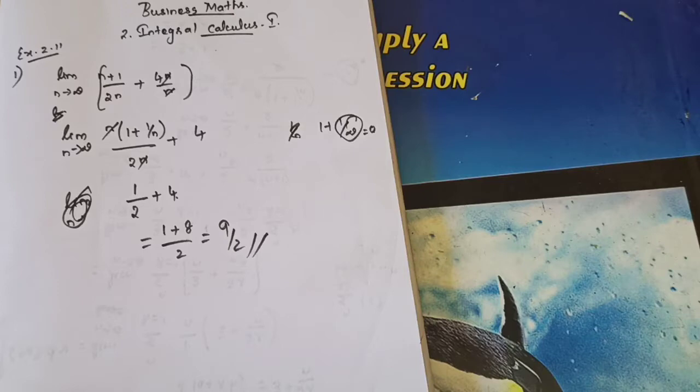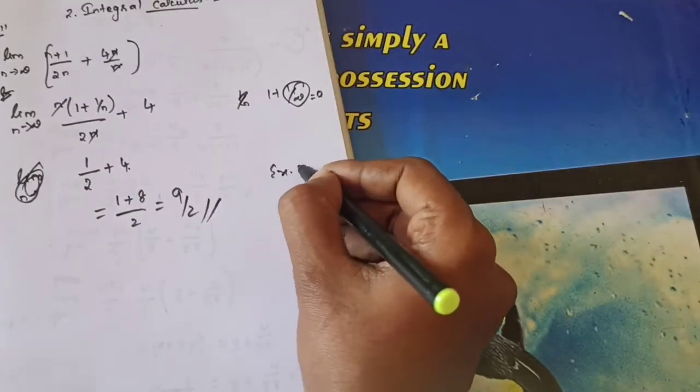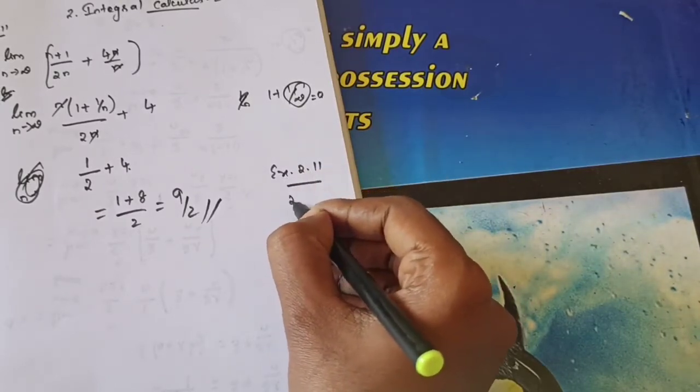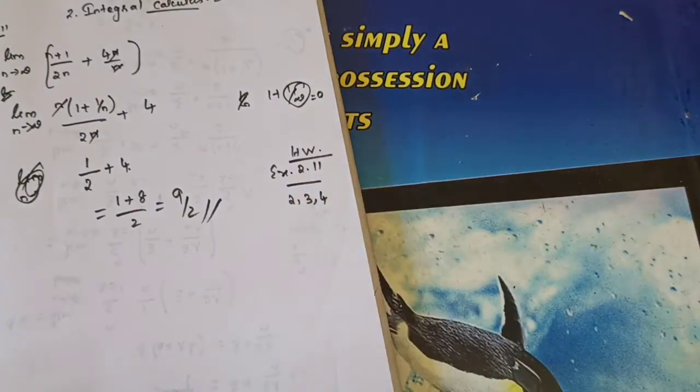First you take down the homework. Today's homework, exercise 2.11. First problem we have completed, so 2, 3, 4 is your homework. Understand students? Today's homework is exercise 2.11, 2, 3, 4.